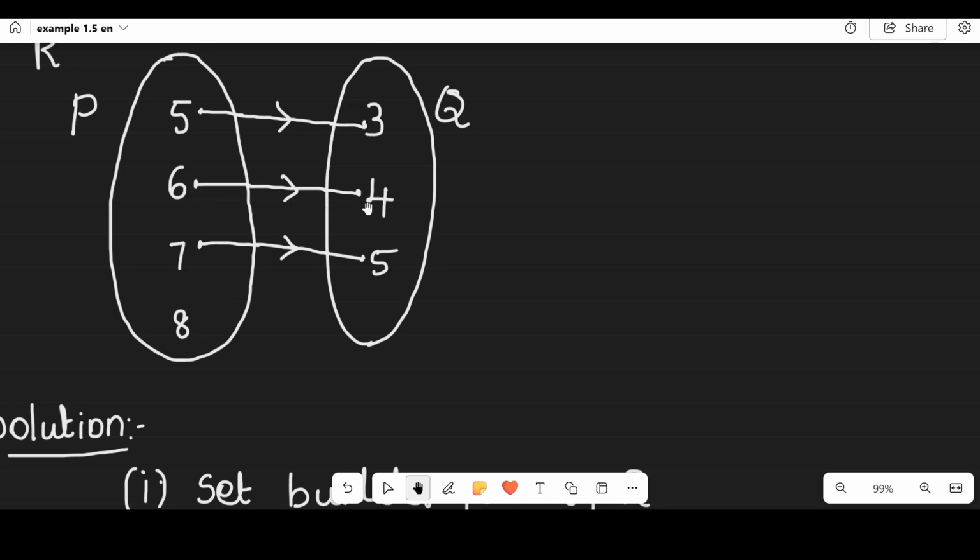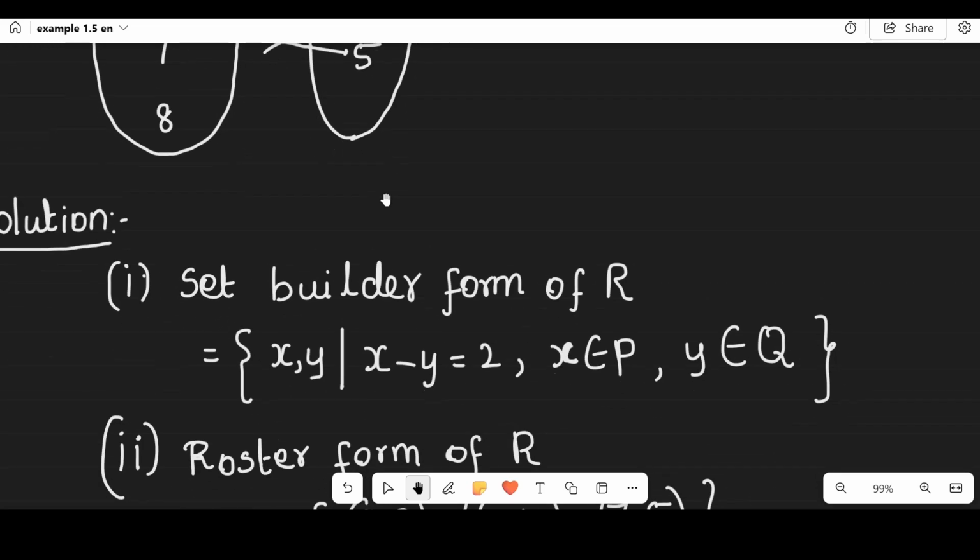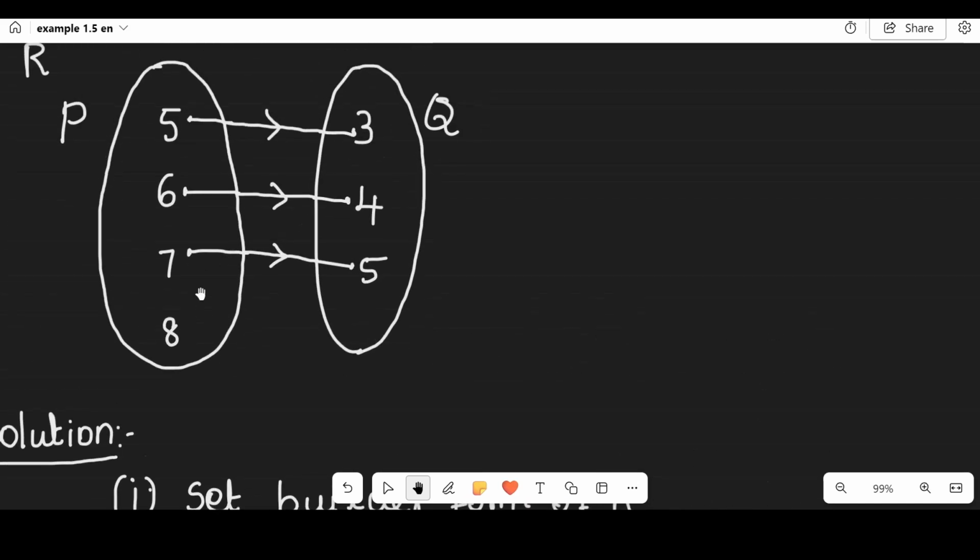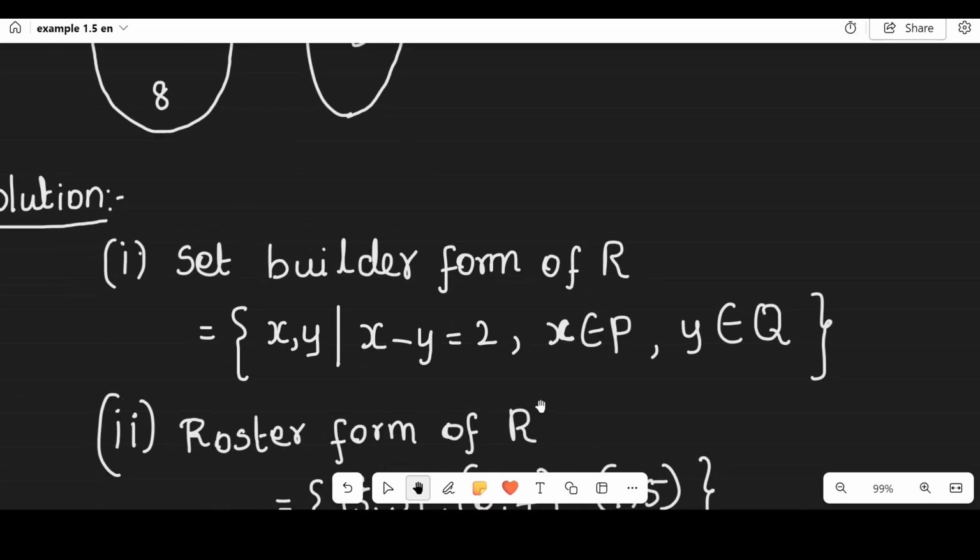Here also x minus y is equal to 2, and here also x minus y equal to 2. So we derive the particular rule x minus y equal to 2. x belongs to P, each and every x element belongs to P, and each and every y element belongs to Q. This is the format you have to follow.